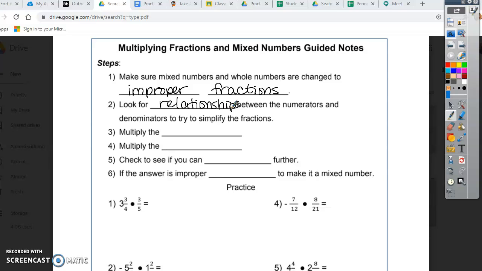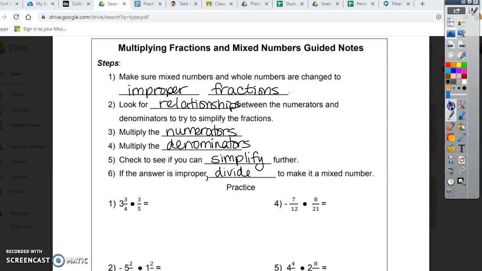Once you do that, you can use the new numbers and you multiply the numerators. We do not cross multiply. And then you multiply the denominators, okay? The only time you will see us cross multiplying in this room is when we solve equations. We will not do it for anything else, okay? Once you do that, go on and check to see if you can simplify further. You will be able to simplify further if you missed a relationship somewhere, okay? And then if your final answer is improper, divide to make your answer a mixed number, okay?